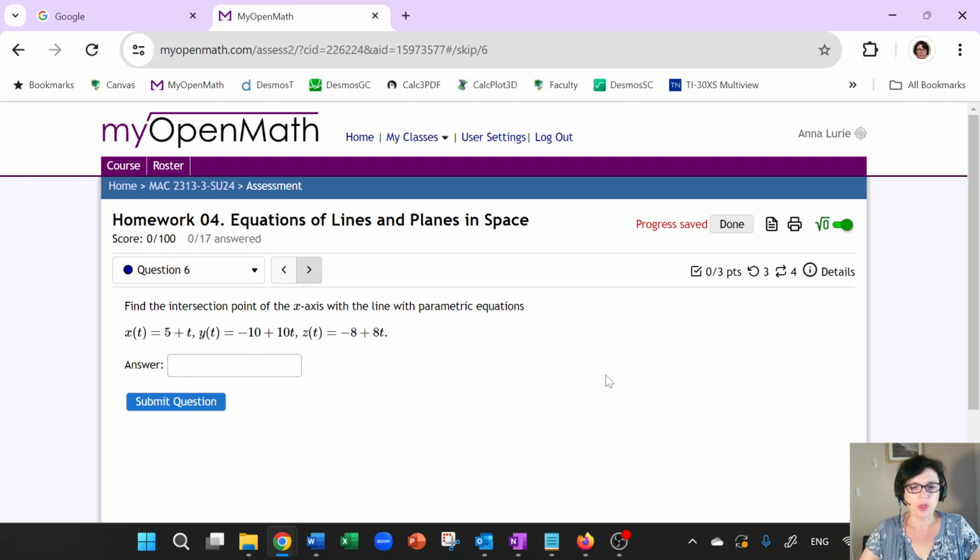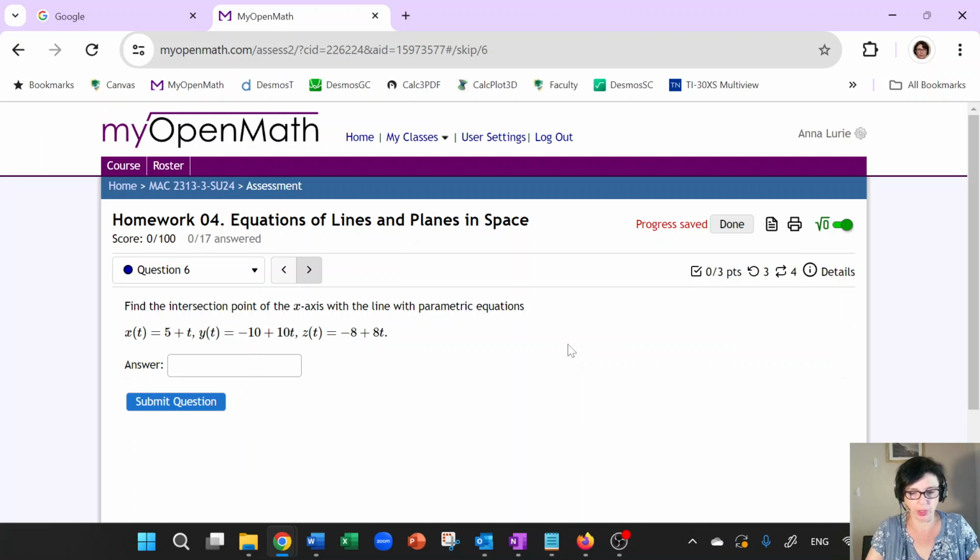Hi guys, in this video we are going to take a look at how to find an intersection of the x-axis with a given line. One thing that you need to understand is sometimes the line does not intersect one of the axes. Sometimes it just goes either parallel to it or it could be skew. But let's see if this particular one does.